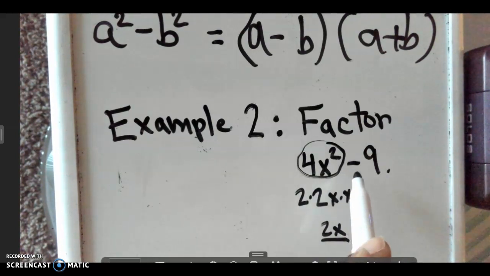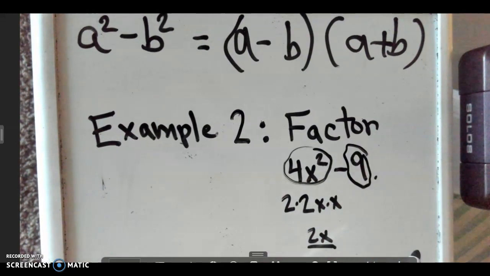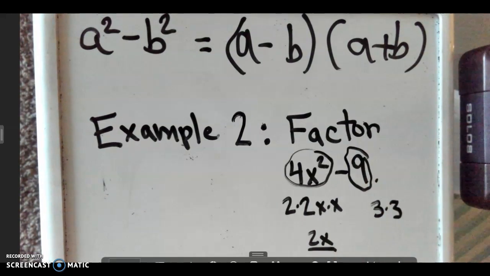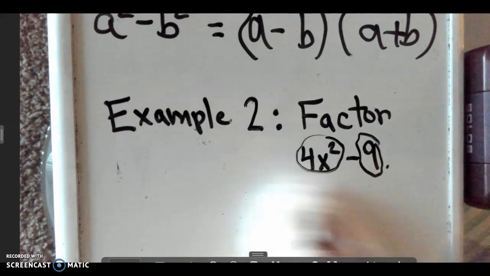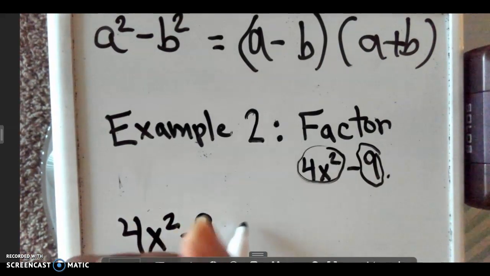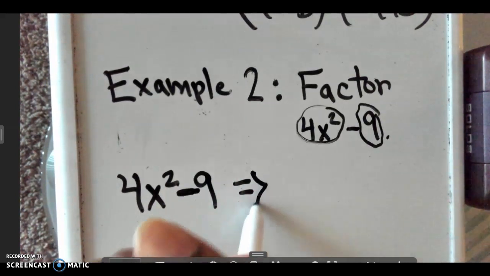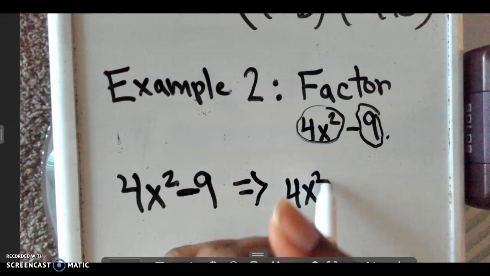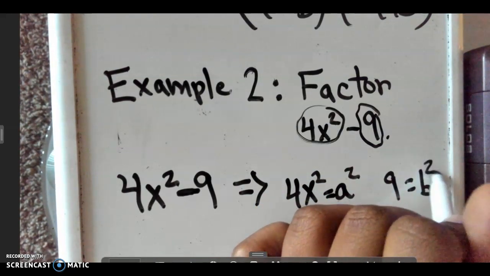Then we have our subtraction, so we know it's a difference. Then the 9 here, well, is there a number that we can multiply to get 9? Yes, we can multiply 3 by itself to get 9. So we do have, in fact, a difference of squares. Now we're going to go about writing the formula. Again, we're going to take our first term. That's going to be our a squared. Our second term is going to be our b squared.